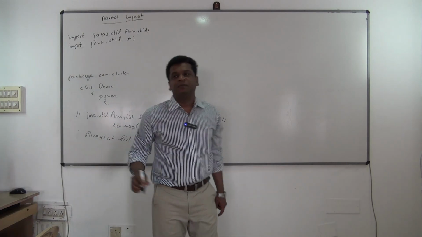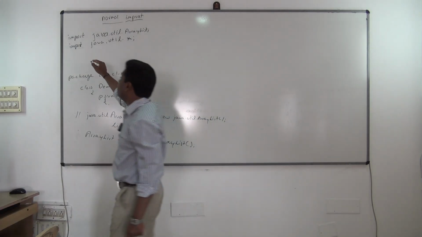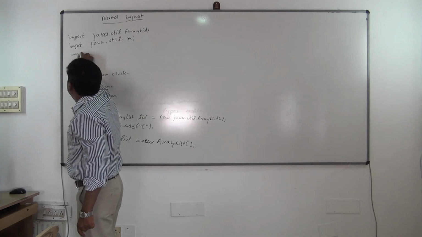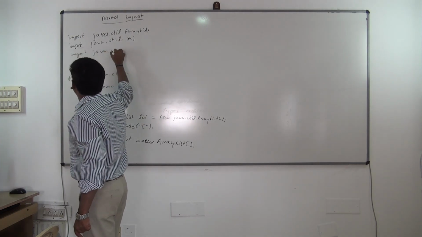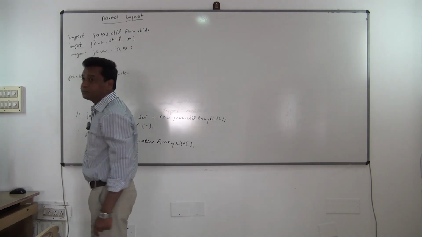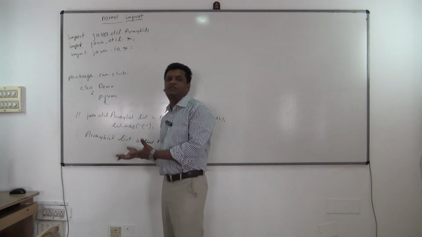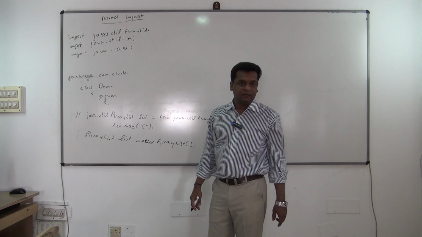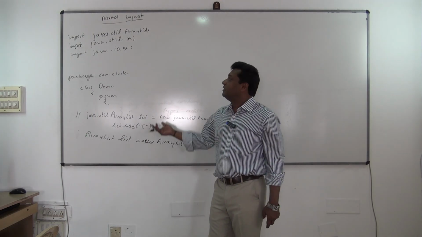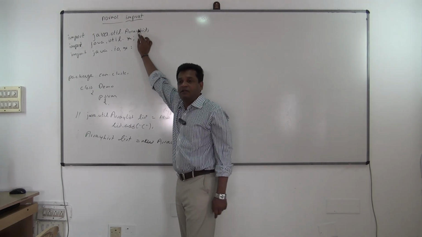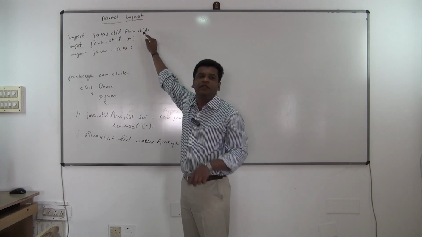Because if you go on importing classes like that, import java.io.star, finally you will not know which package the class is coming from. io.star, sql.star, so many packages are there. How will you come to know which class is coming from which package? Understood? So that's the reason we go with the specific class name. Means only what you want, you import.